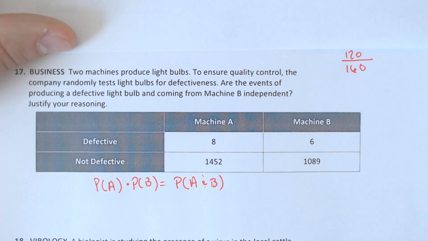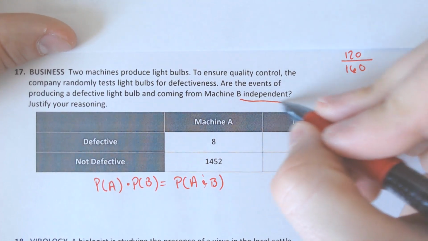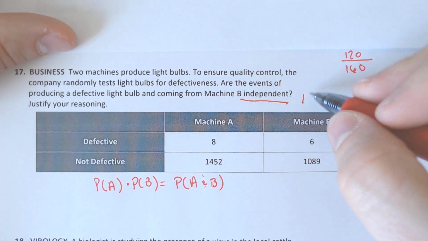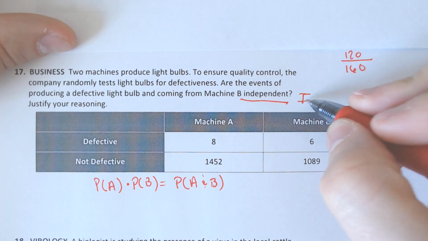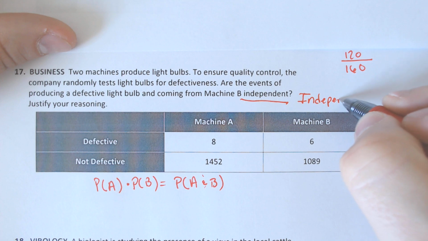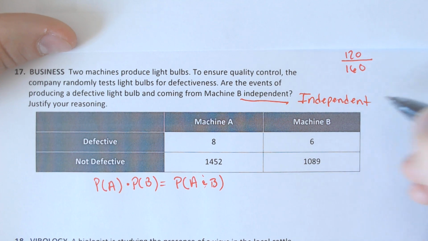So they are independent events because they are not affecting one another.